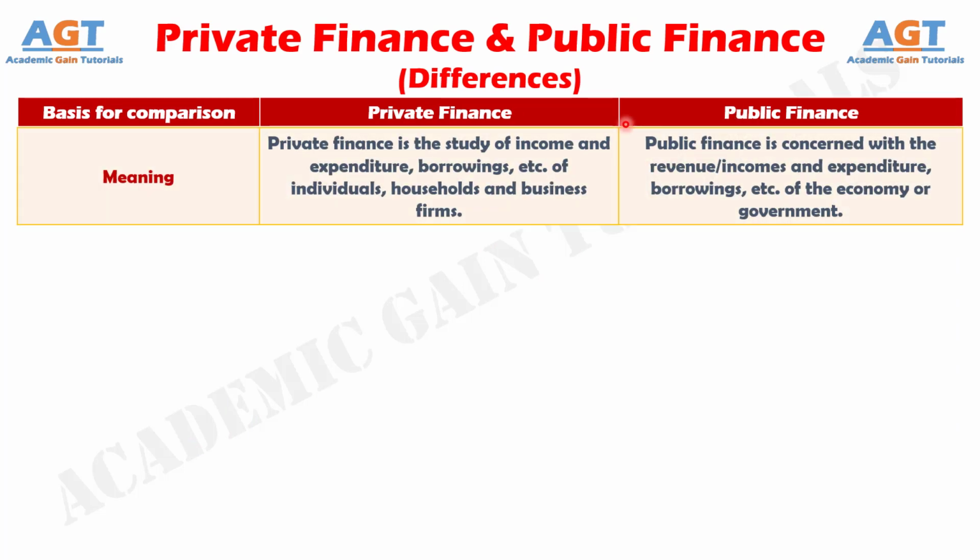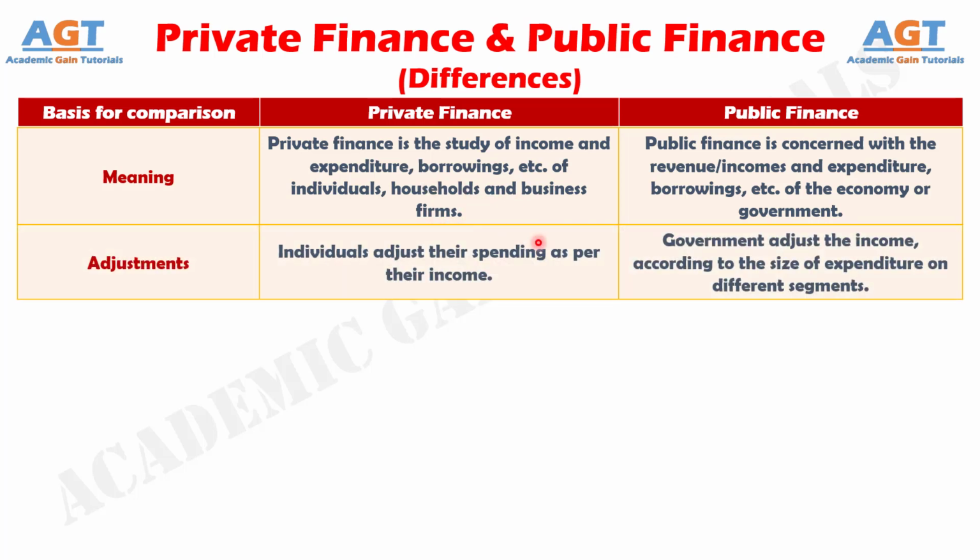Difference number 1. Public finance refers to that branch of finance which studies government financial dealings, including government spending, borrowing, deficits and taxation. On the flip side, by private finance, we mean the study and analysis of the income, expenditure, and debt of private individuals, firms and households.